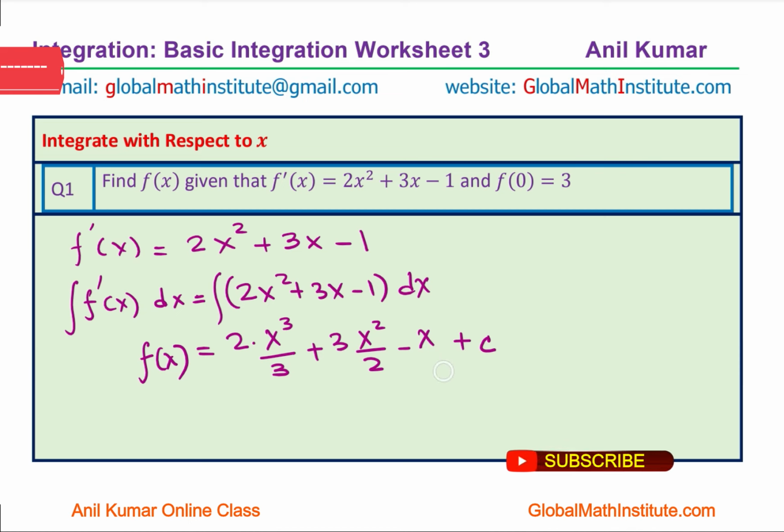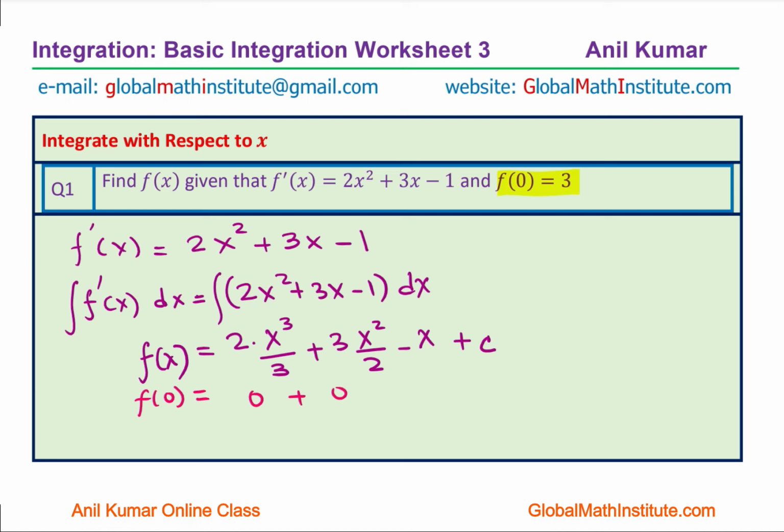Now in this function, the unknown c we can find from the given initial condition, which is f of 0 equals 3, right? So let's put 0 here. So what is f of 0 equal to? When you substitute 0 here, we get 0 plus 0 minus 0 plus c. And we are given that this value of f of 0 is 3, right? So that means that c is equal to 3.